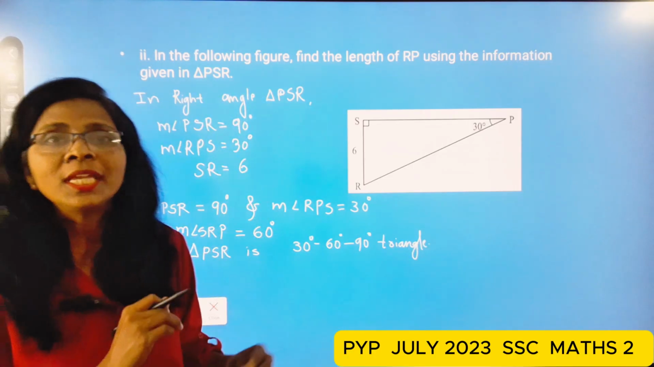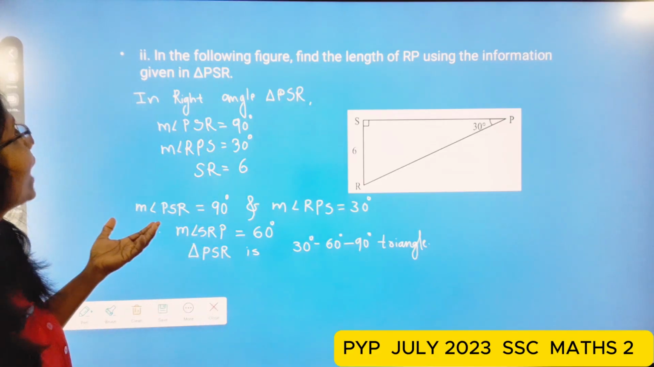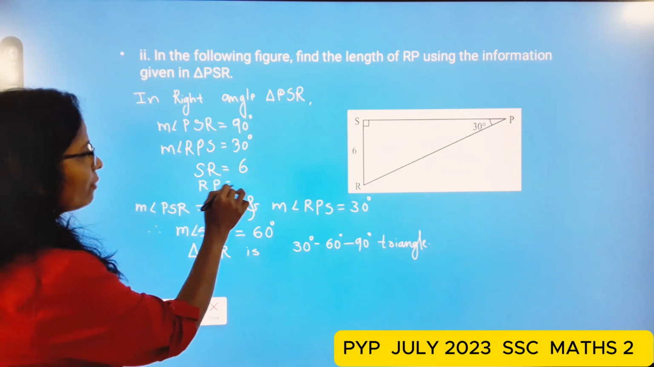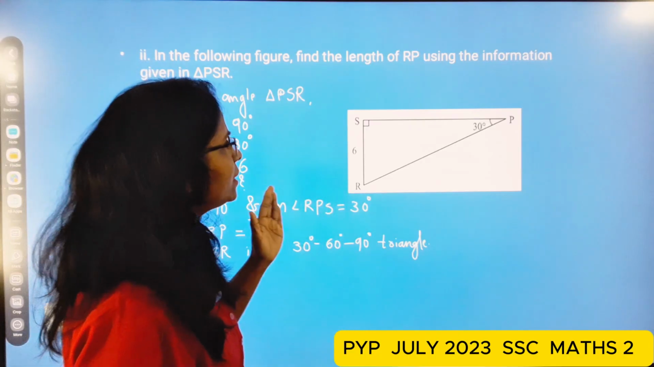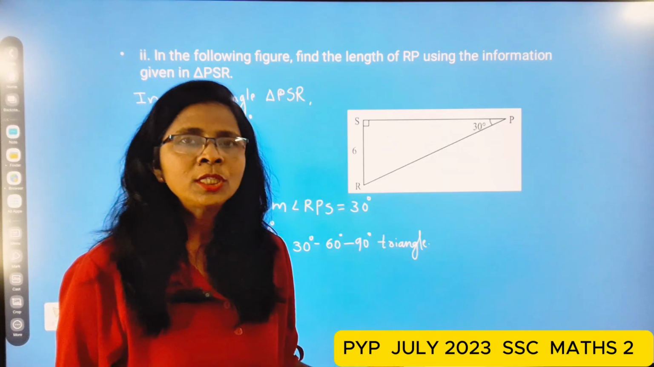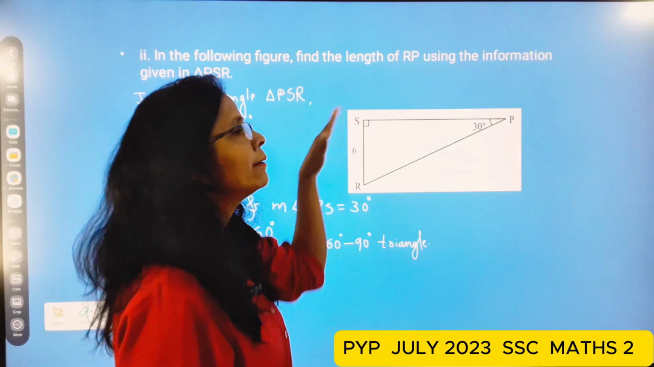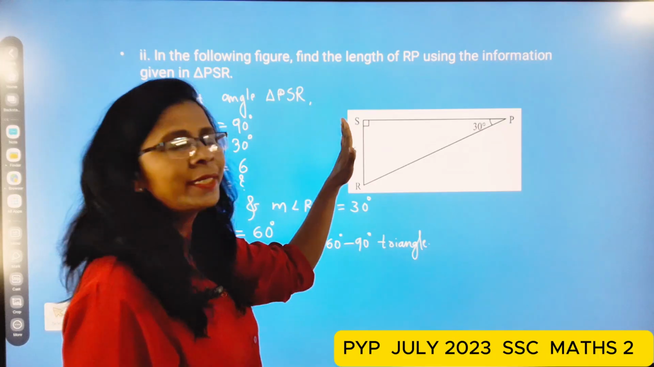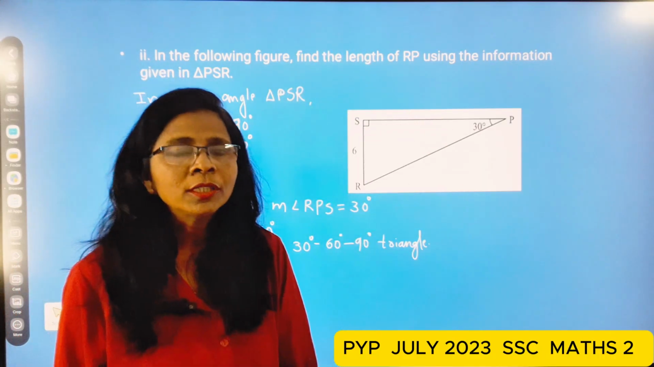So now we use this 30, 60, 90 degree angle triangle property here. We have to calculate the length of RP. RP is the hypotenuse here, students. That hypotenuse we can find out with the help of the given two right angle sides. If only one right angle side is given and the second is not given, then we cannot calculate it.